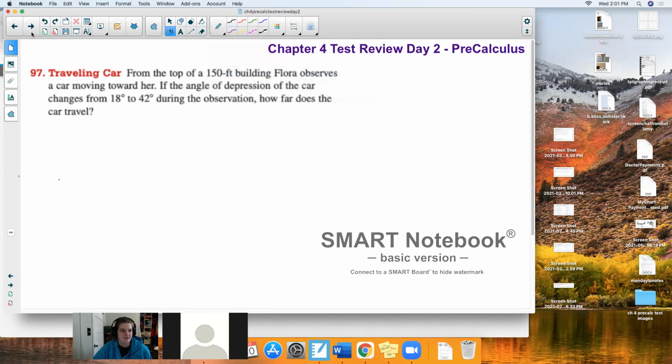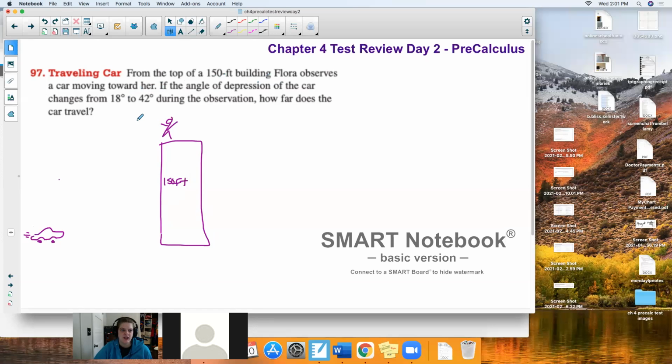All right, and our last question. From the top of a 150-foot building, Flora is observing some stuff. So be careful, Flora. Here, a car moving towards her. And then there's the speedy lines. Okay, all right, so the car is moving towards her.